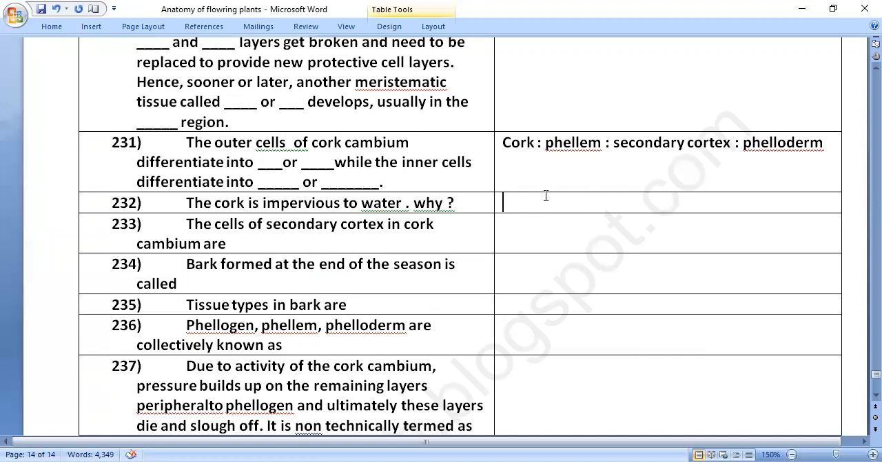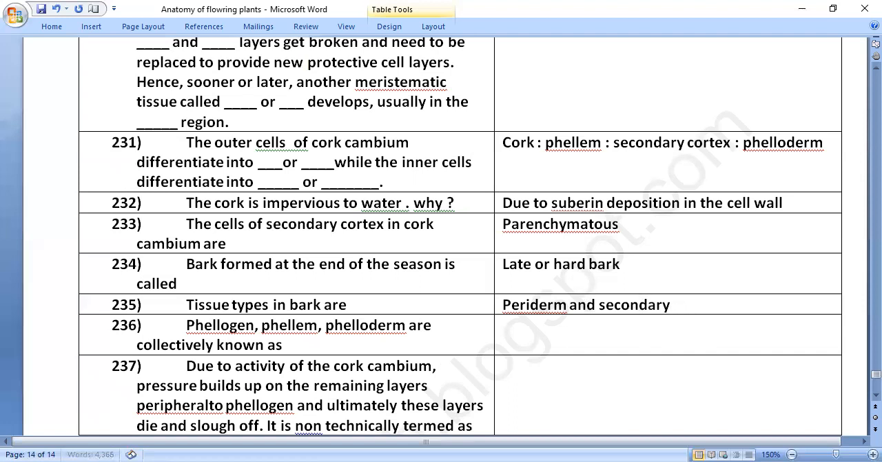Cork is impervious to water. Why? Due to suberin deposition in the cell wall. The cells of the secondary cortex are parenchymatous. Bark formed at the end of the season is called late or hard bark. The tissues in bark are periderm and secondary phloem.